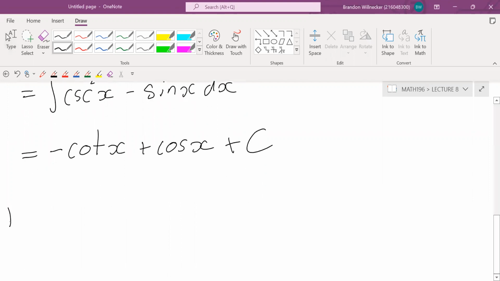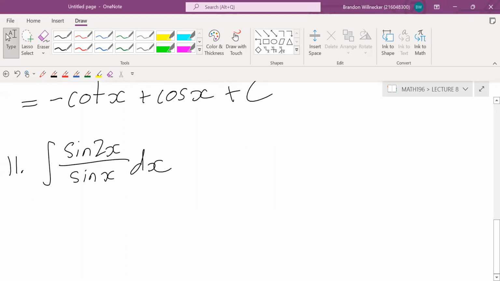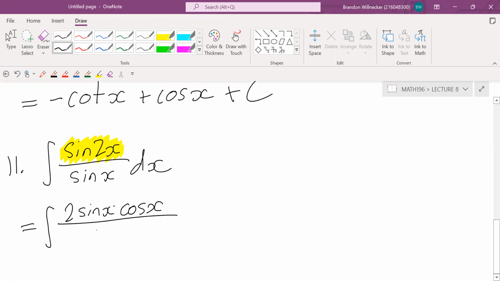Okay, last question for today, number 11. We have the integral of sine 2x over sine x dx. This looks pretty complicated because we've got this fraction going on. But if you remember your trig identities, this top term should be shouting at you, because sine 2x is one of your double angle formulae. We can rewrite that as 2 sine x cosine x. So 2 sine x cosine x all over sine x dx.